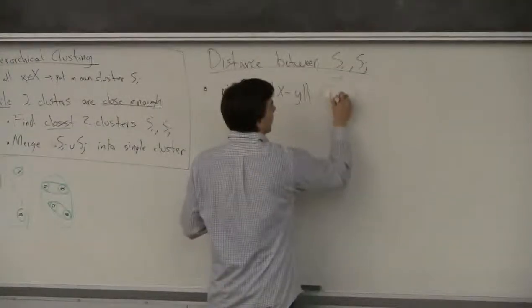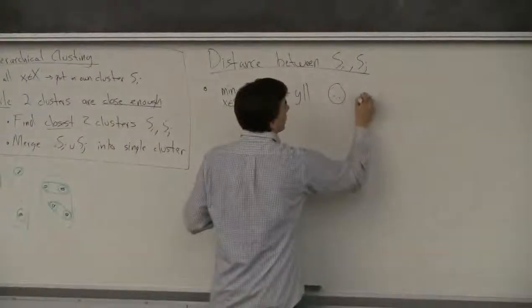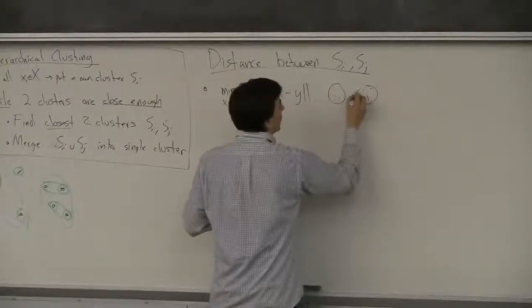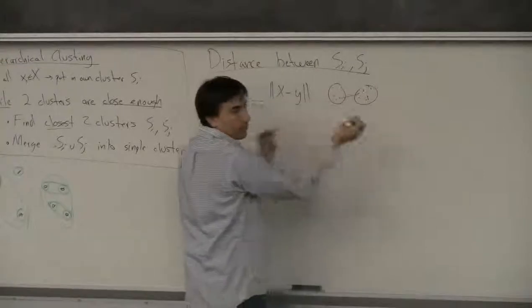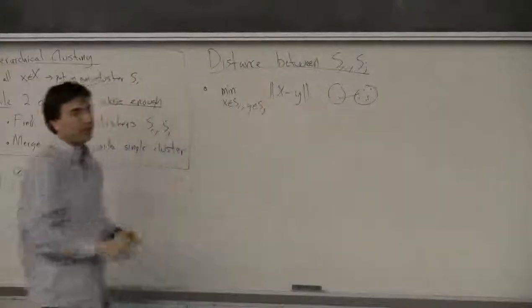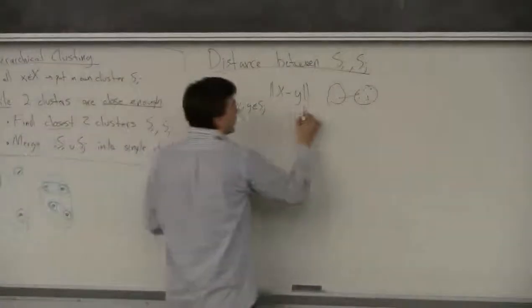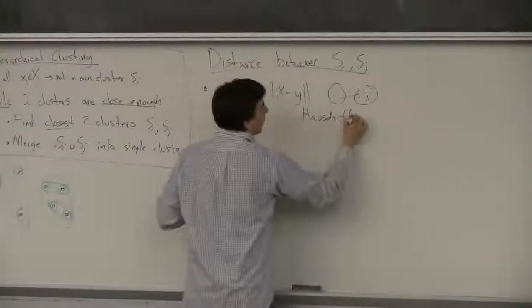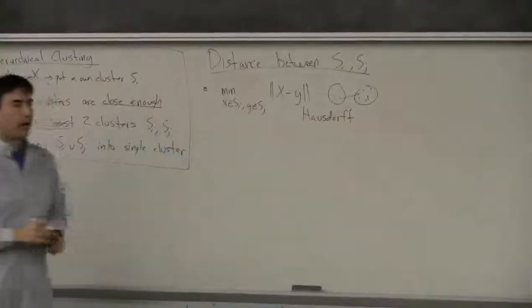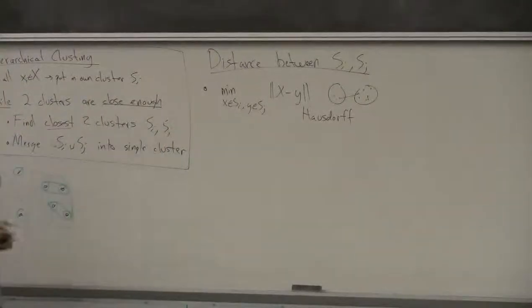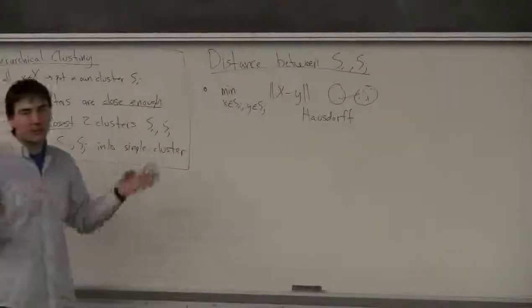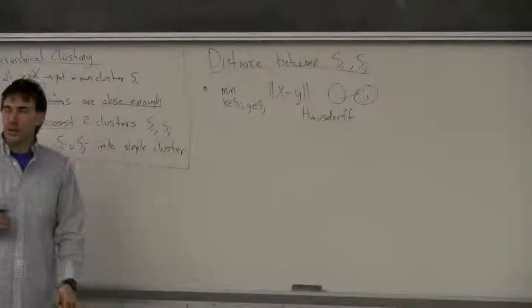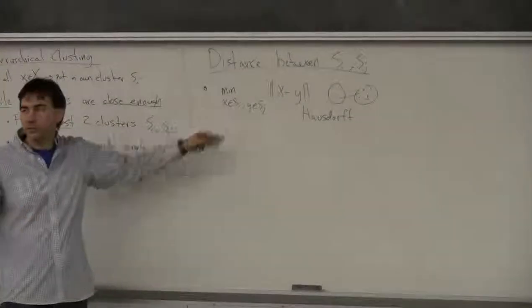So this would be cluster 1, cluster 2, and the closest point in both of them, that'd be this distance. So this is known as the Hausdorff distance between the 2 sets. So you can define this between continuous sets of points as well. All right, so this is one suggestion. Does anyone have any other suggestions?